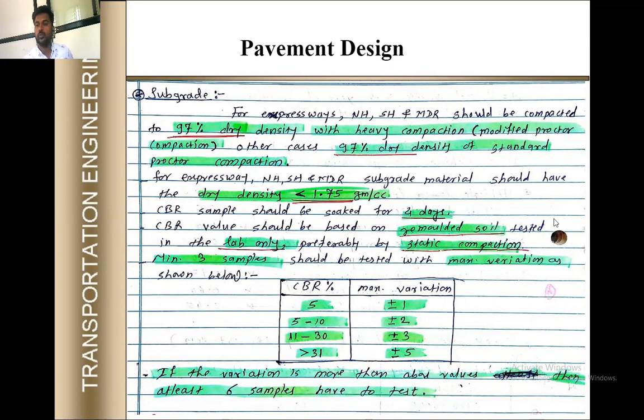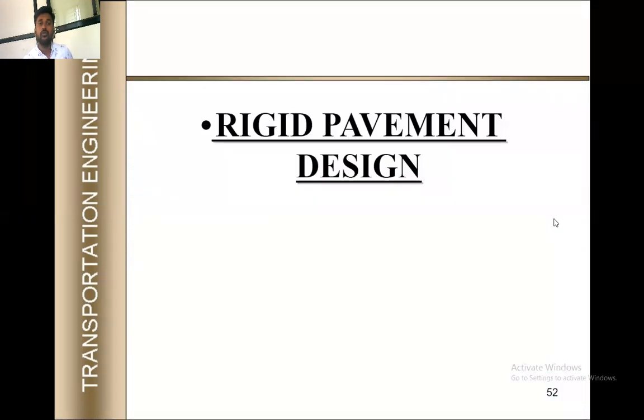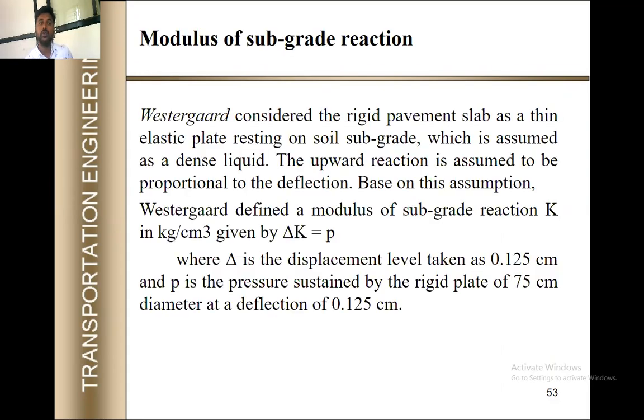Okay, so we'll move forward. Now we will see the rigid pavement design. Up till now, we have seen the flexible pavement design. In this, we first need to understand the modulus of subgrade reaction, which we have discussed earlier as well. The modulus of subgrade reaction is K.